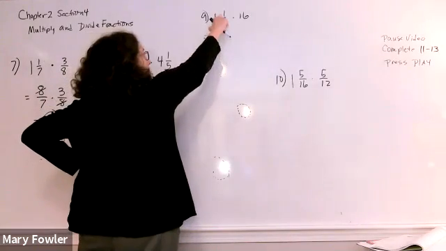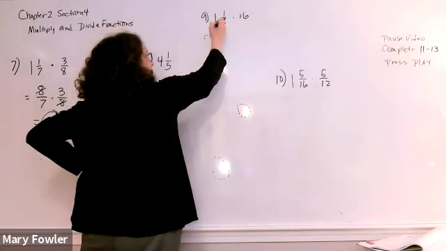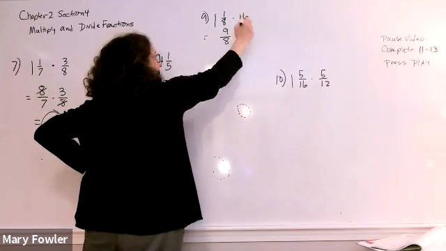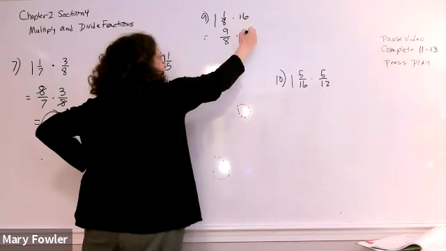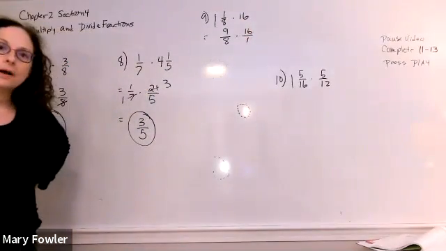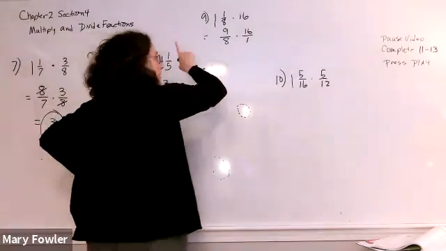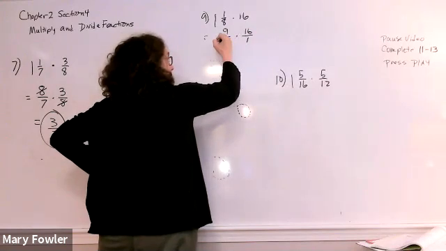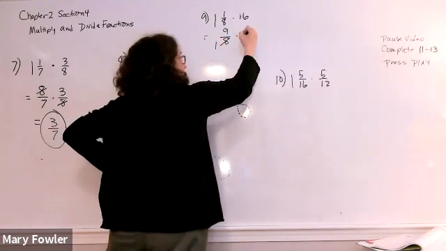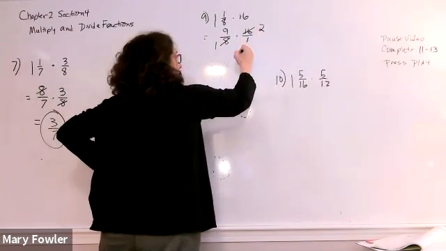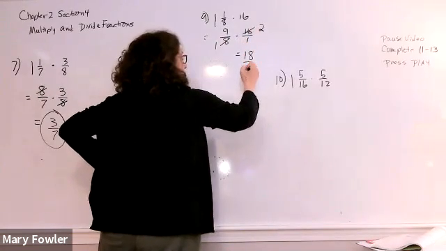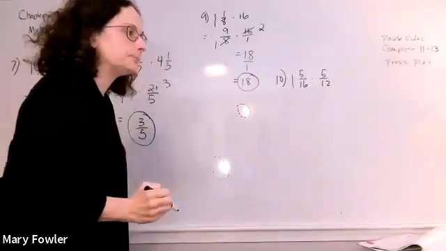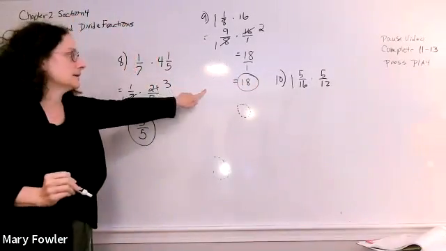Convert to an improper fraction. So 8 times 1 is 8 plus 1 is 9 over 8. And 16, converting that to an improper fraction, 16 over 1. Okay, we're going to reduce the common factors. 8 goes into 8 one time, 8 goes into 16 two times, and we end up with 18 over 1, which can be written as 18. All right, so that's number 9.